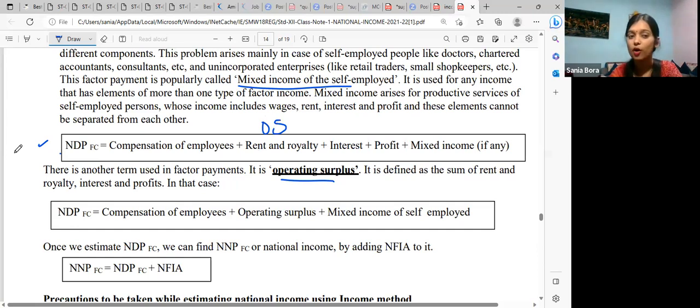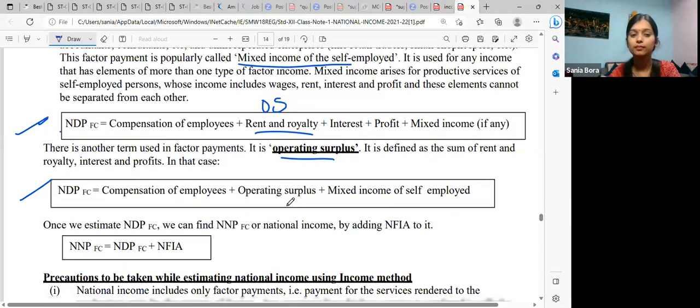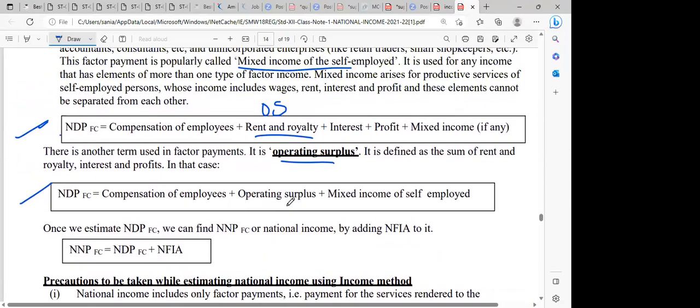Right? So this formula can be there or this formula can be there. Instead of writing rent and royalty, they're writing operating surplus. Clear? So these are the two formulas. It can be rent and royalty or it can be operating surplus. Operating surplus includes rent and royalty. Clear? Yes, ma'am. Okay. So what you have to do in this chapter is calculate national income.